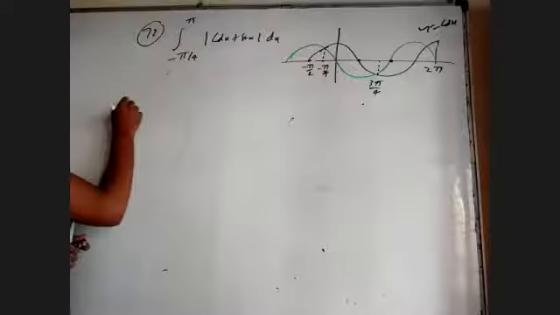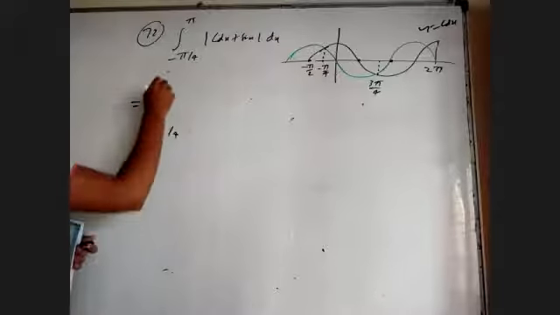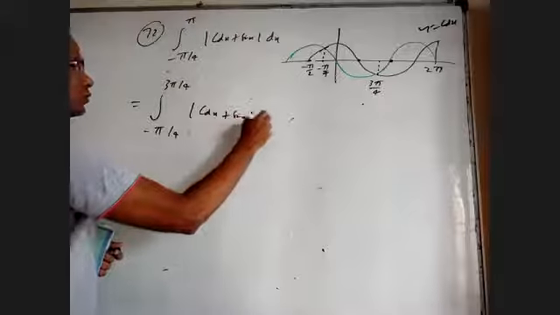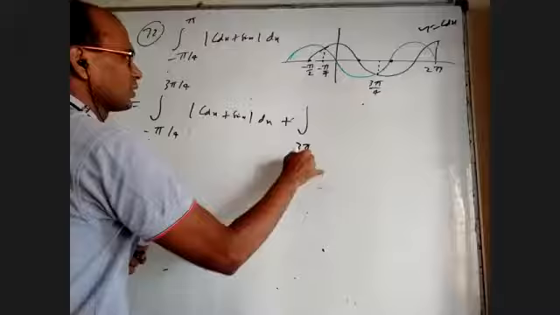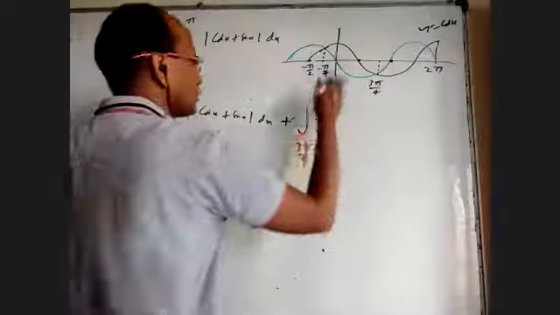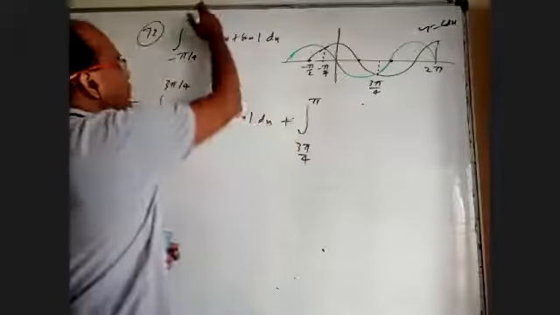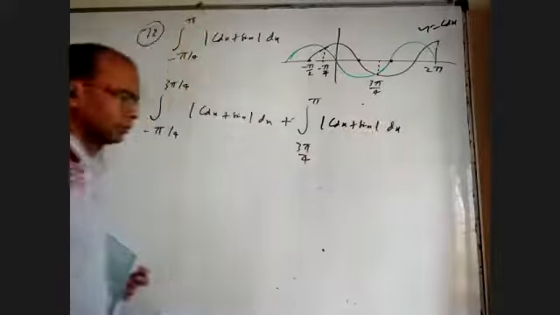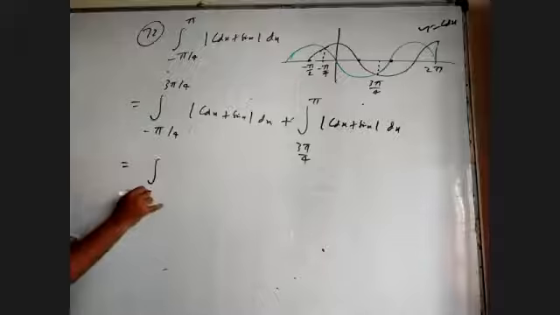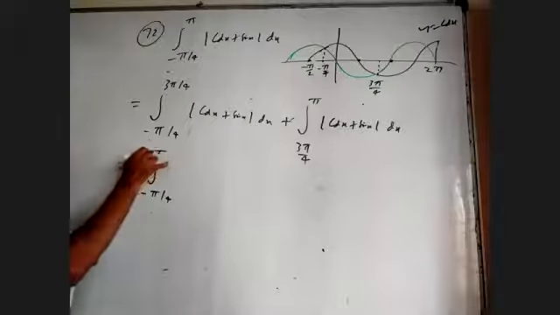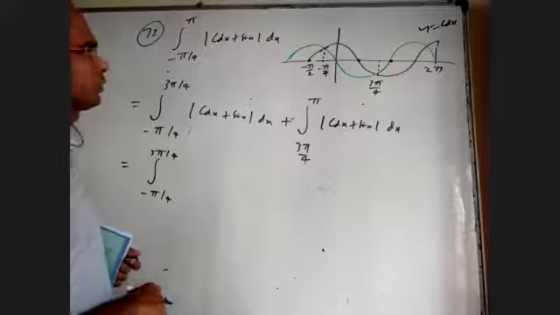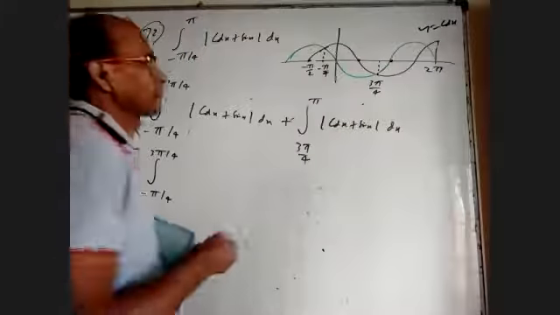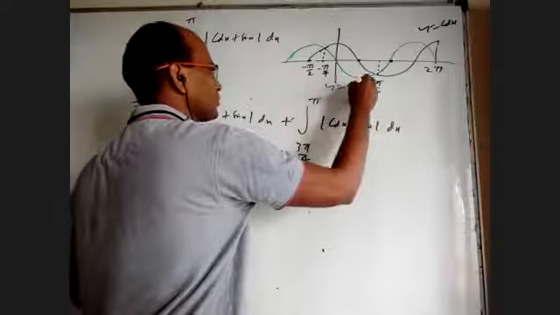Okay, so integral minus pi by 4 to 3 pi by 4 mod cos x plus sin x, plus integral 3 pi by 4 to pi mod cos x plus sin x. I can take up to 2 pi, but the upper limit is pi. So integral minus pi by 4 to 3 pi by 4. Between this, you can see in the figure that cos x is greater than minus sin x.